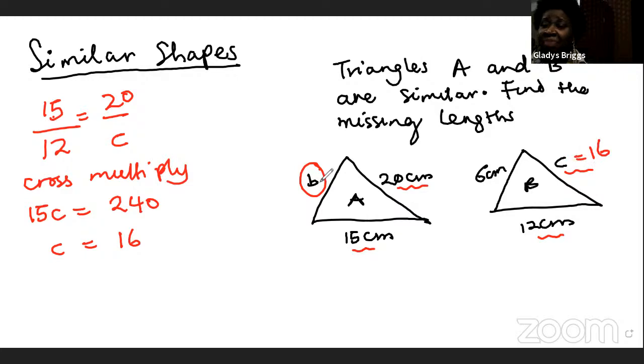Now we can try and find B in the same way. So we can say 15 over 12 is equal to B over 6. Then we can cross multiply. 15 times 6, 15 times 2 is 30, so 15 times 6 should be 90, is equal to 12B. So what is B then?